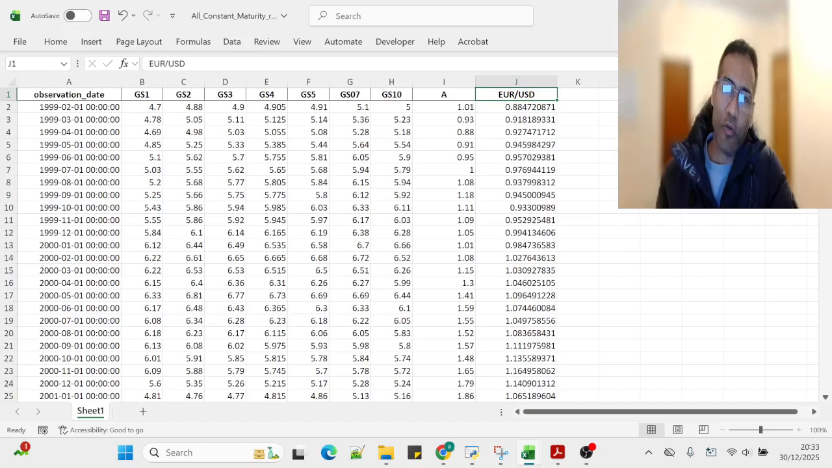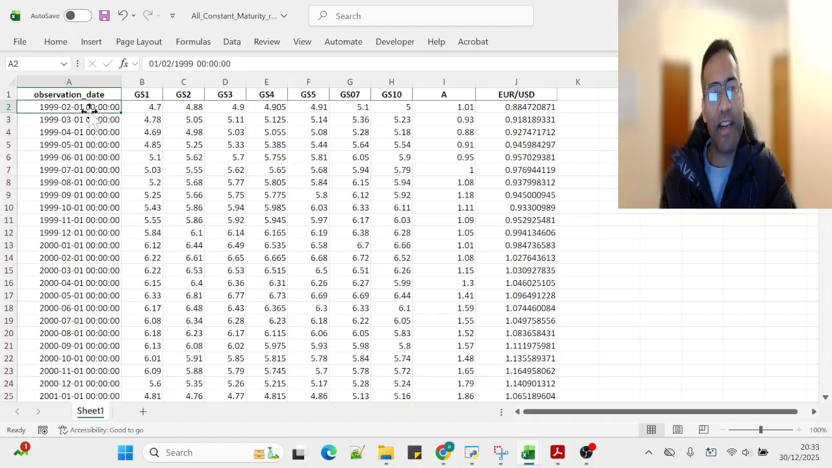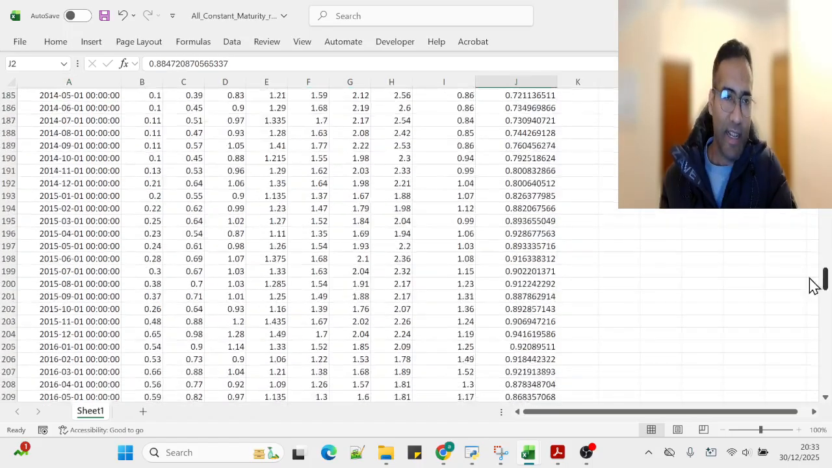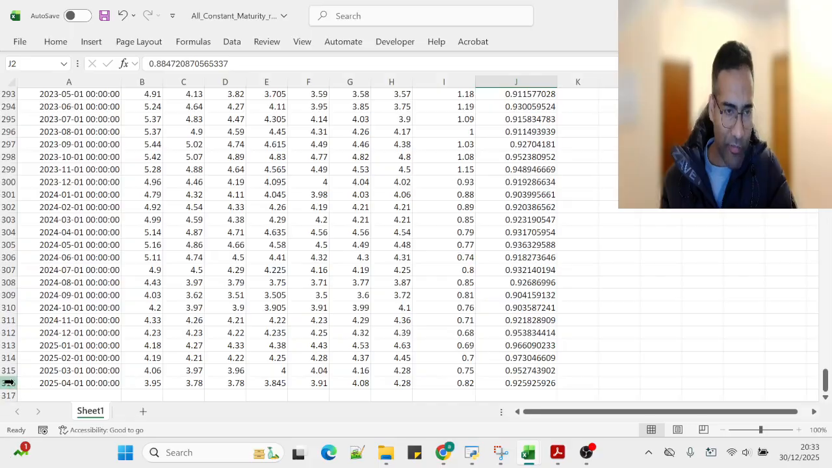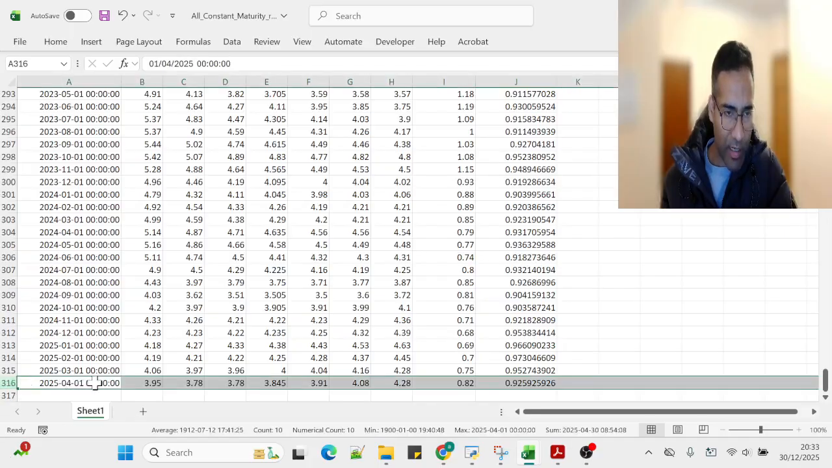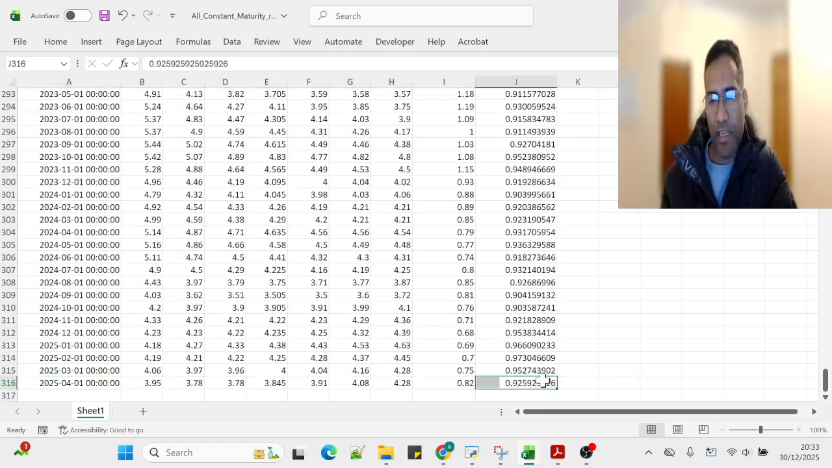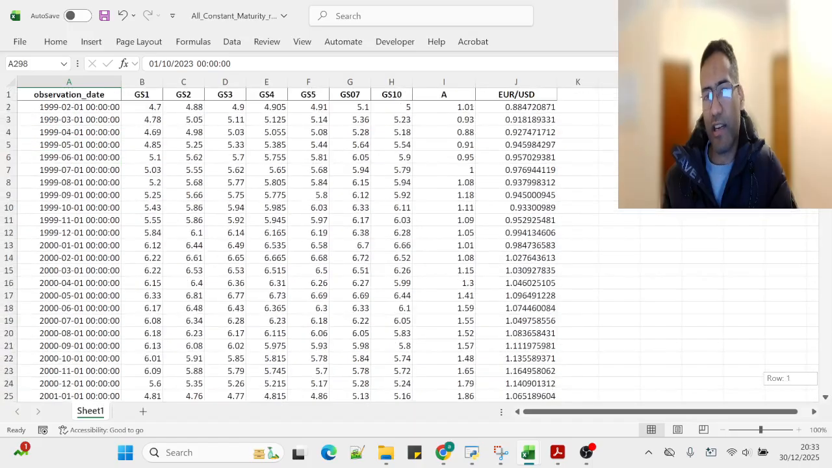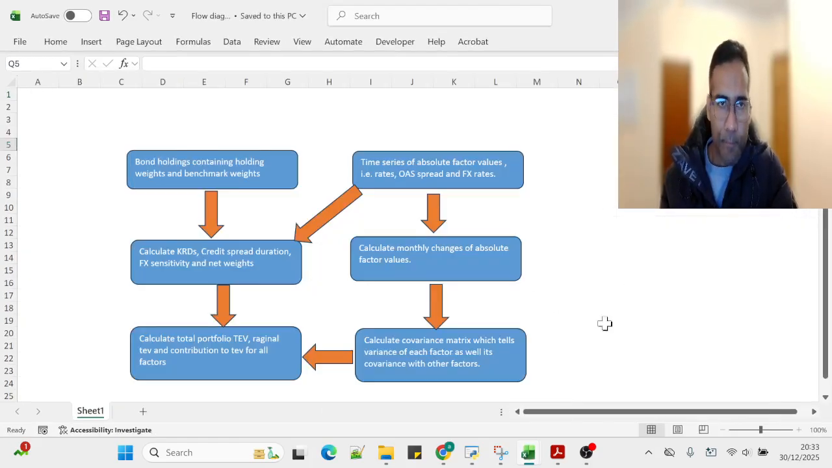It means how many euros you can buy in one day. And in 1999, first of Feb, this was the rate: for 1 USD, you could buy this many euros. It extends up to 1 April 2025. This is the same data which I used in my last iteration. I have extended it to OAS and FX. And this is for bond holdings.